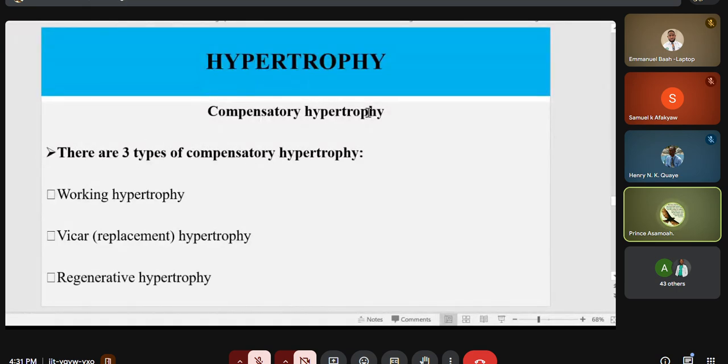So now let's look at compensatory hypertrophy. For compensatory hypertrophy, there are three types. We'll focus on two: the working hypertrophy and then vicar hypertrophy. Remember that hypertrophy is the increase in the size of the cell or tissue and not the number.